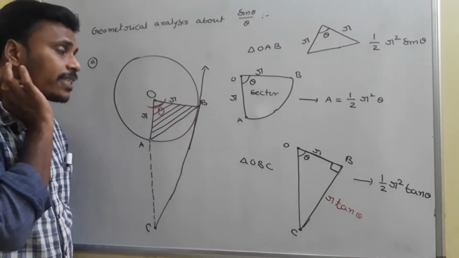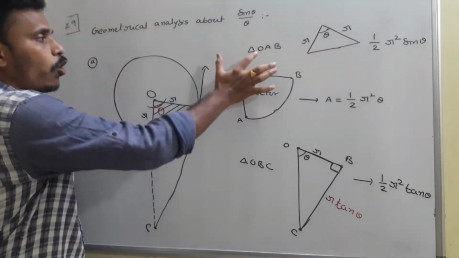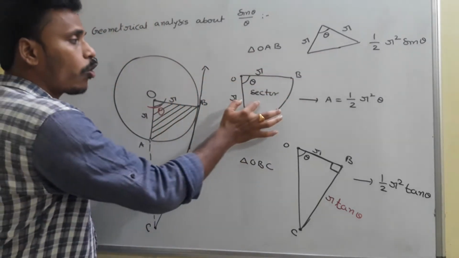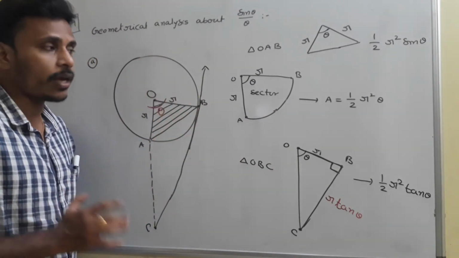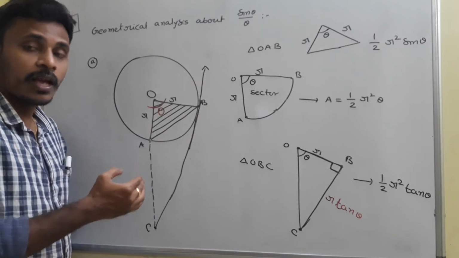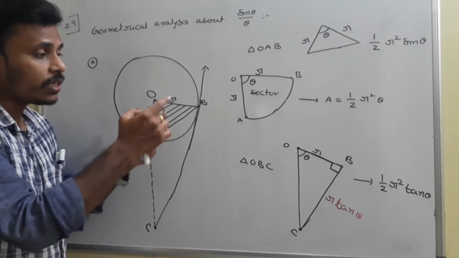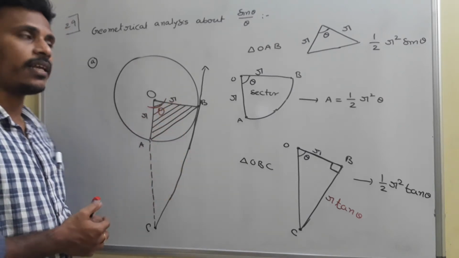Just calculate the areas of these parts: the area of the triangle OAB, the area of the sector OAB, and the area of the triangle OBC. These are the areas. And then we need to discuss how these three areas are related. How can we link these three areas?